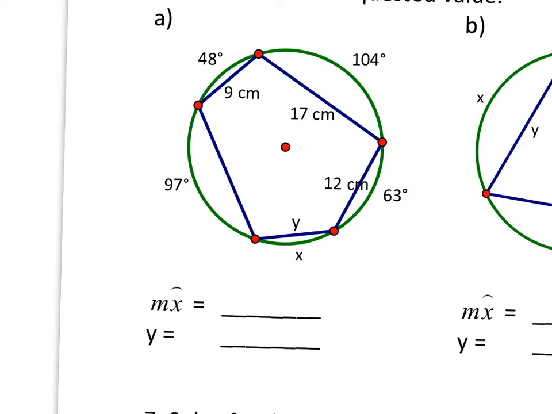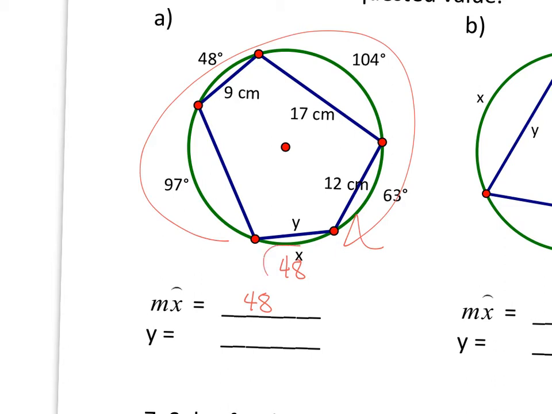Going through this problem, it looks like we have all of the arcs except for one, so 360 minus that list of numbers. So our last arc must be 48. So that x is 48. We see that that matches with this one, which means that that 9 has also got to be that 9. So y is 9.